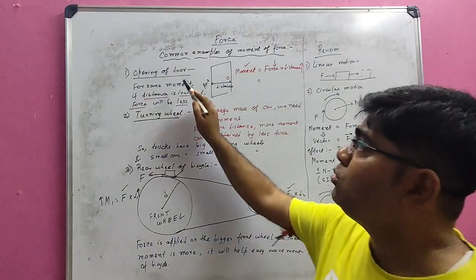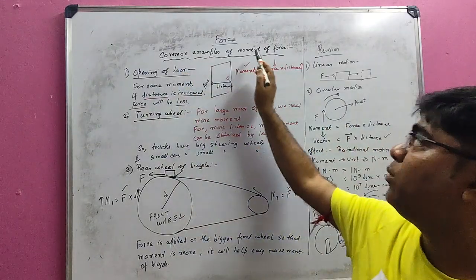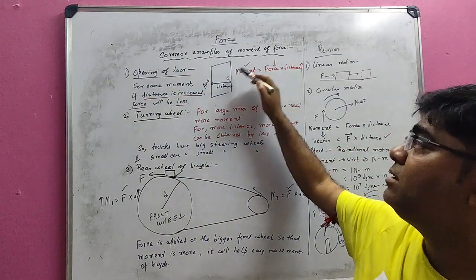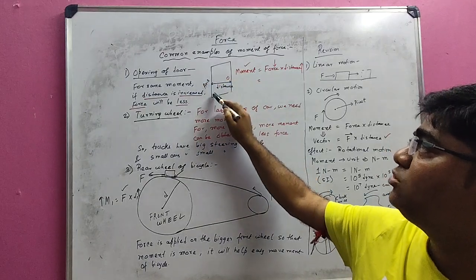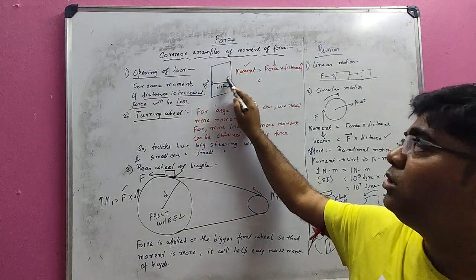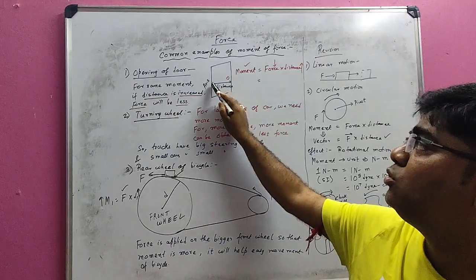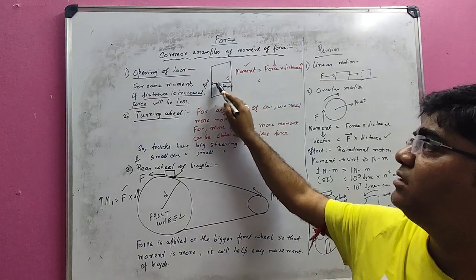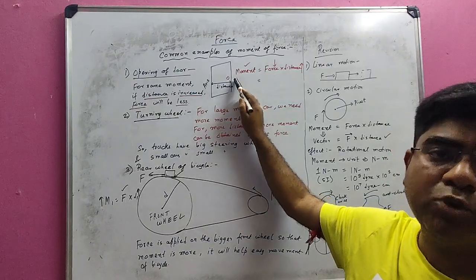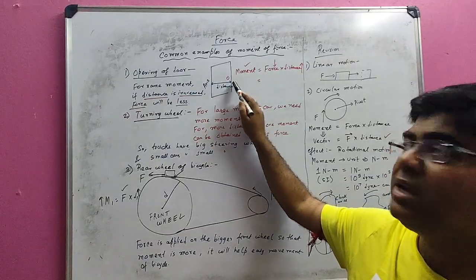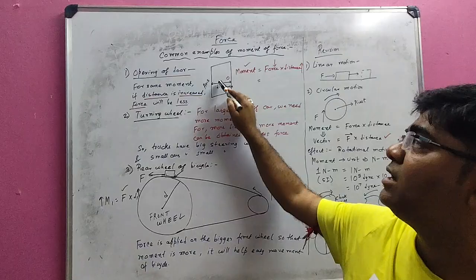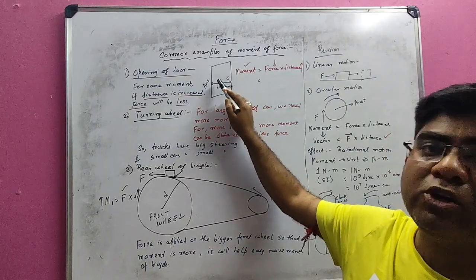Now we'll go to some examples where force is helping in moving objects, like a door. If we see this door, this is the axis of the door and this is the handle of the door. If we keep the handle of the door at a greater distance, the distance being more, it will give more moment. The more the distance from the axis, the more moment it creates. If you have more moment, it will create easier movement of the door.